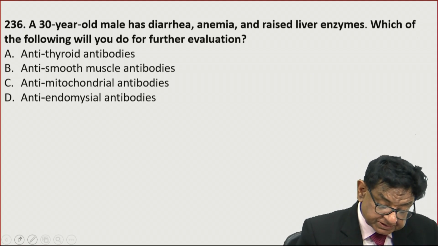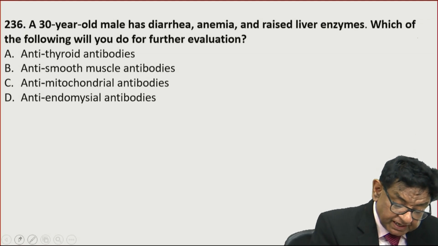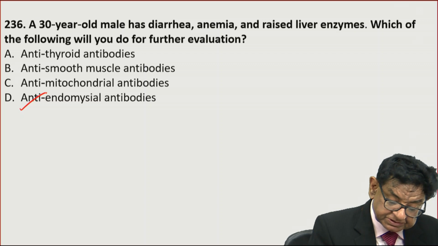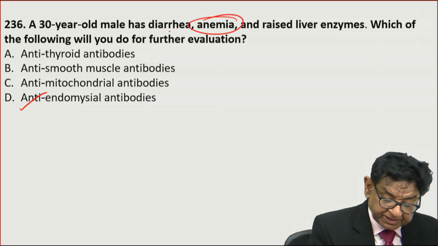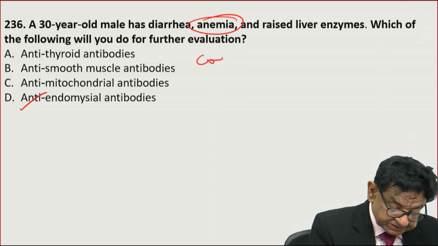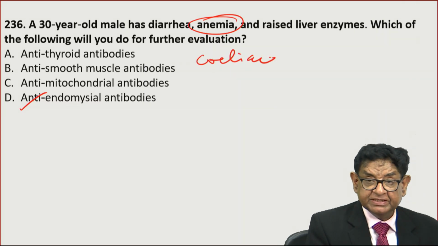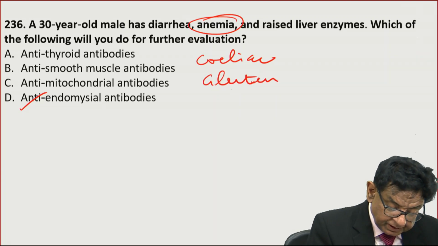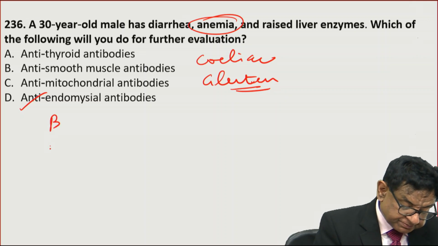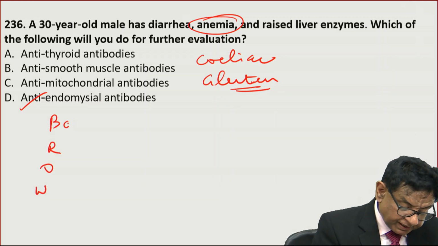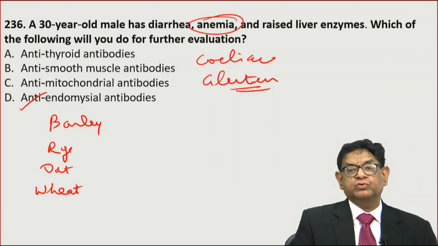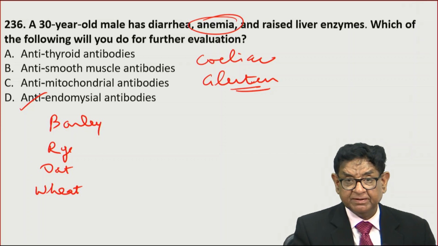Question 236. Okay. Diarrhea, anemia, raised enzyme. The answer shall be anti-endomysial antibodies. Now, what clinical anemia is there? This is seen in celiac disease. In celiac disease, the patient has a so-called allergy to gluten. Gluten-containing foods, the mnemonic is BROW: barley, rye, oat, and wheat. These food elements are not to be taken by the patient.